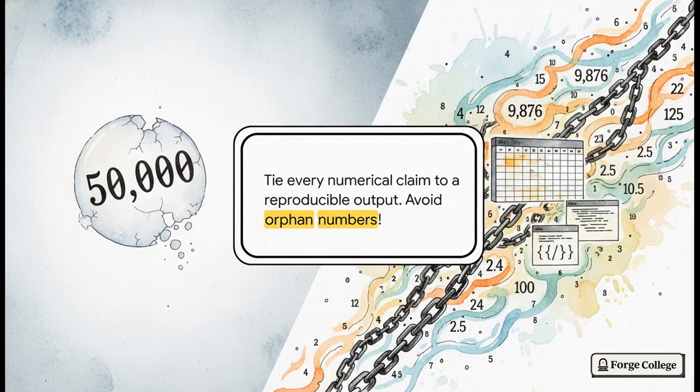Absolutely no orphan numbers. So what's an orphan number? It's a statistic or a cost claim sitting right there in your PDF that has no parent. It's just tragically wandering around your document without tracing back to any actual formula in your Python model or a cell in your CSV. If you claim that maintenance will cost $50,000 a year, that number better be generated by an explicit formula in your code.